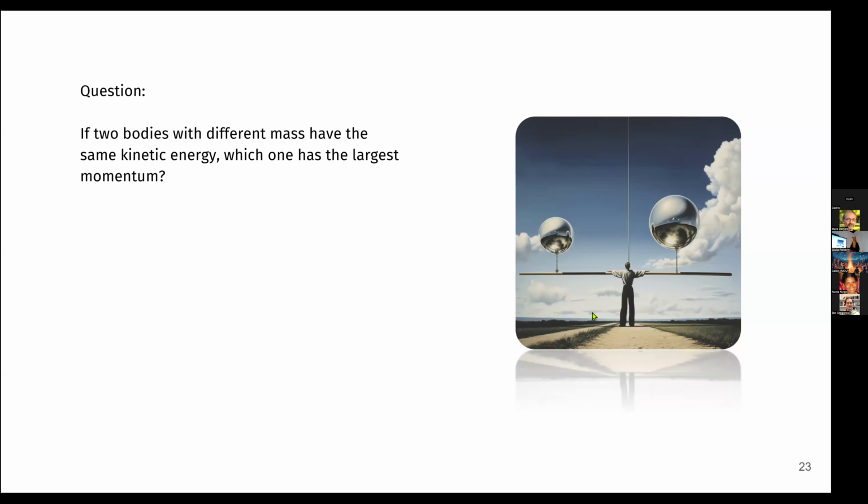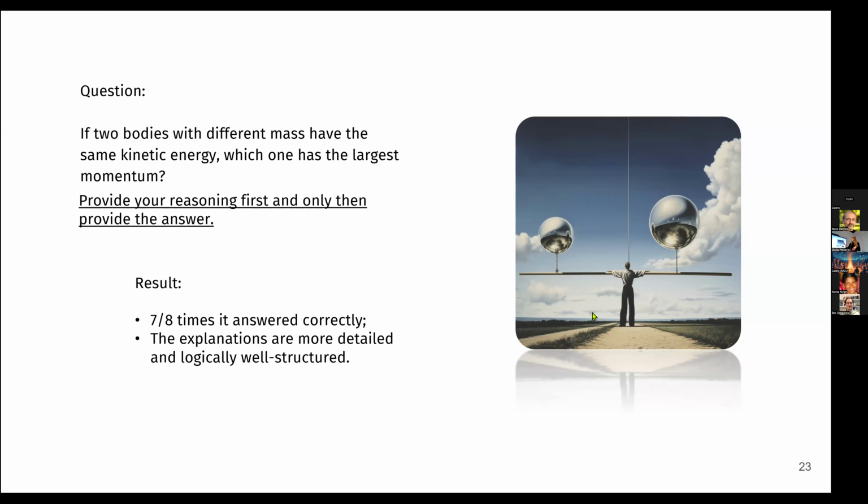It's not the same, but somehow it resembles it. So if we consider the example from before, we try to apply this idea to this question. In our prompt, we write: provide your reasoning first and only then provide the answer, which is basically a way to ask it to reason step by step and then give me the answer. Just by adding this part, we got that 7 times out of 8, it answered correctly. And the explanation it provided was more detailed and logically well structured. So we got a higher rate of correctness and better output just by asking it to reason first.